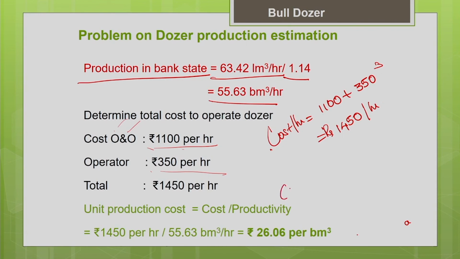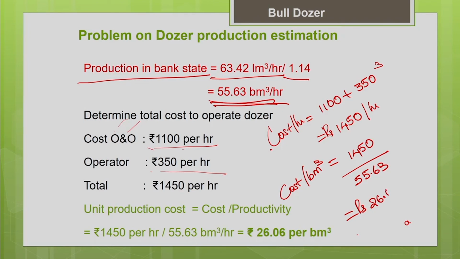Okay. So now let me calculate the cost per bank meter cube. It is nothing but the hourly cost by hourly productivity. So 1450 divided by hourly productivity, 55.63. So this gives me the answer as rupees 26.06 per bank meter cube. So this is how you calculate the unit production cost.